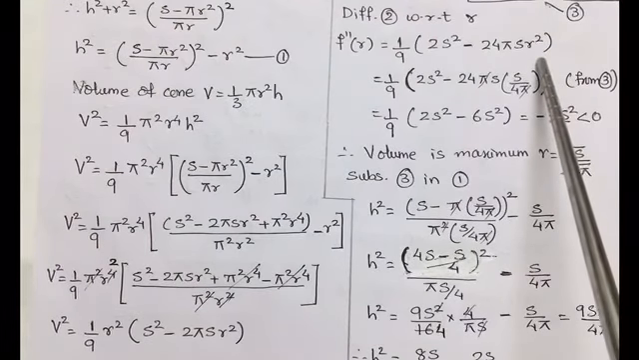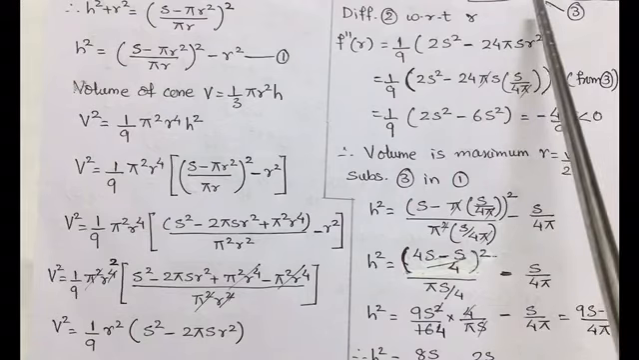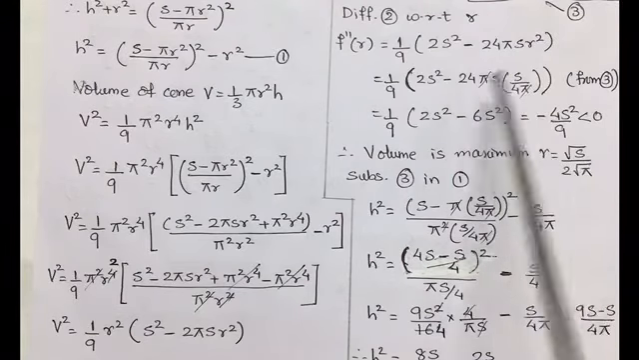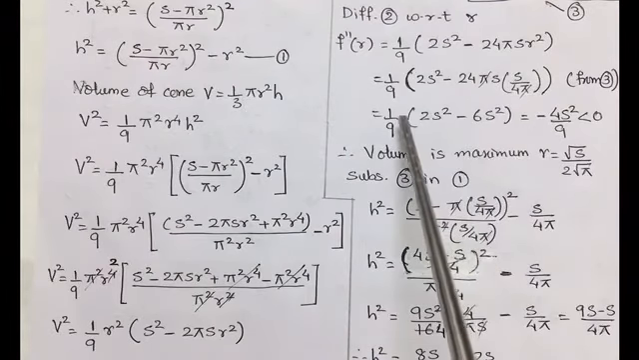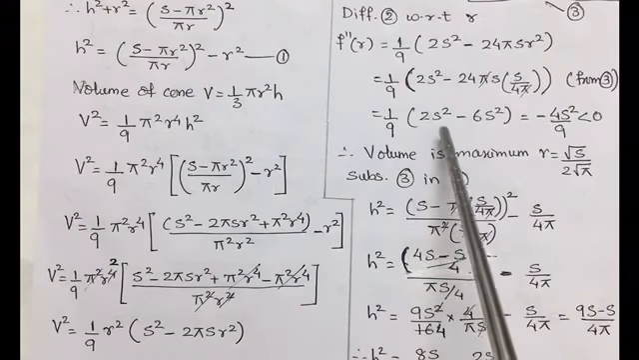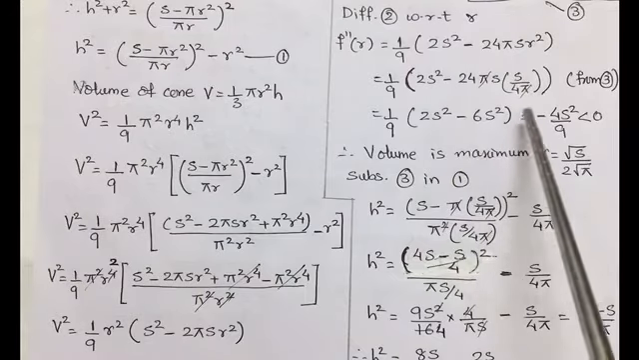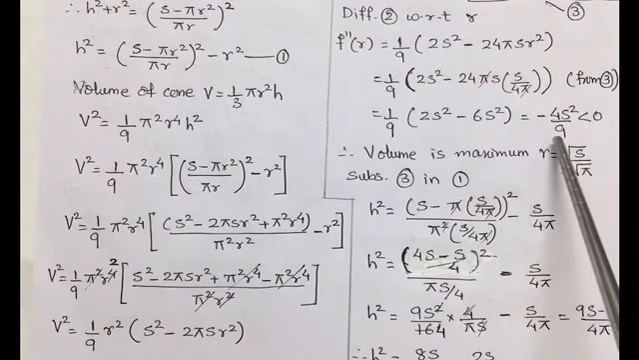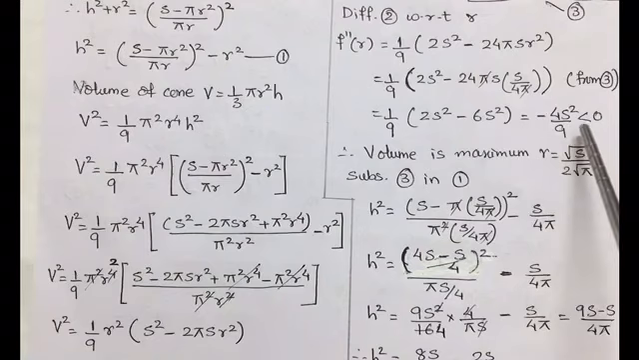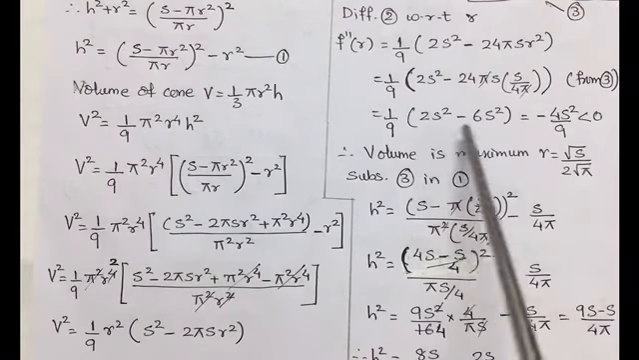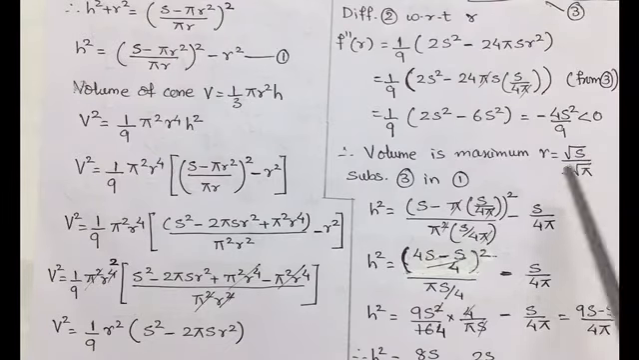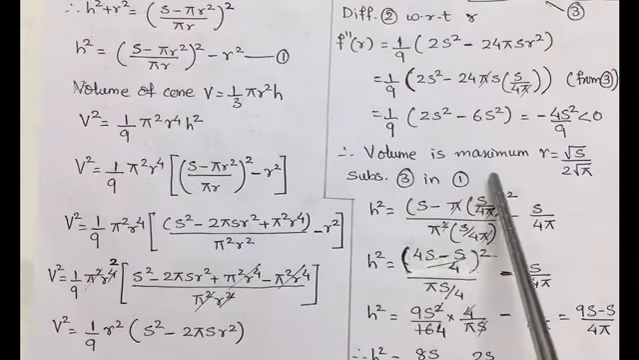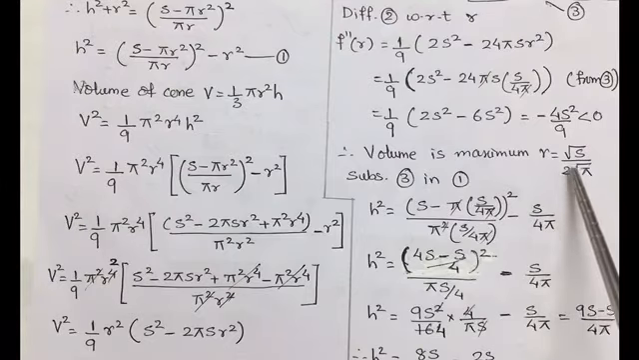Now keeping in the place of R square, S upon 4 pi from the statement number 3. Again cancellation gives us 1 by 9 into 2S square minus 6S square, with all the cancellation, and finally we get minus 4S square upon 9 as 2 minus 6. As it is negative, it is less than 0, therefore volume is maximum when R is root S upon 2 root pi.